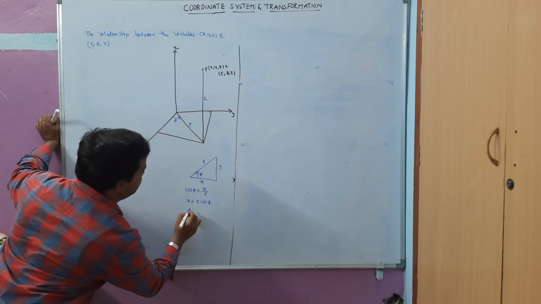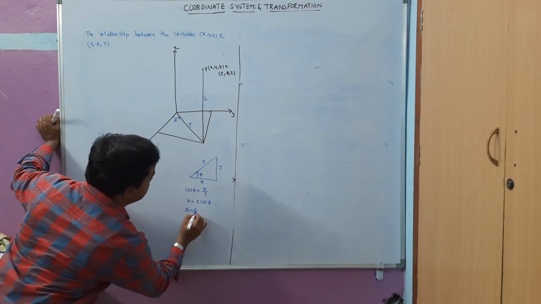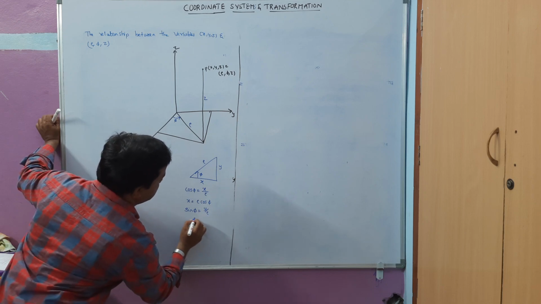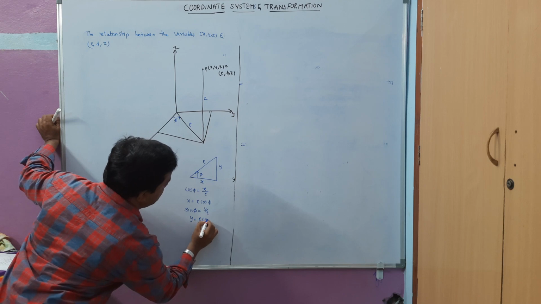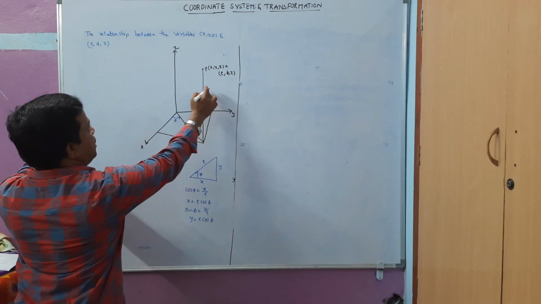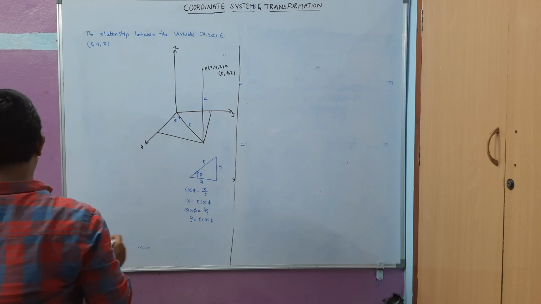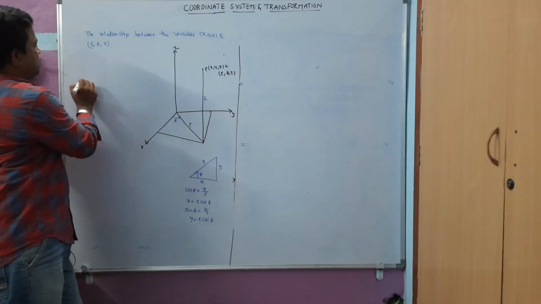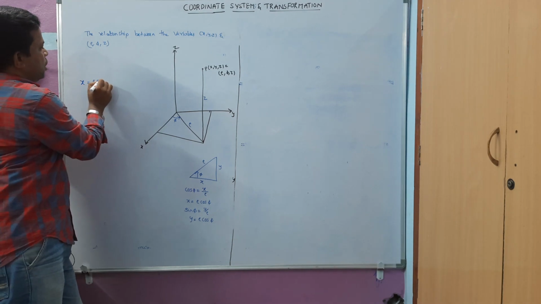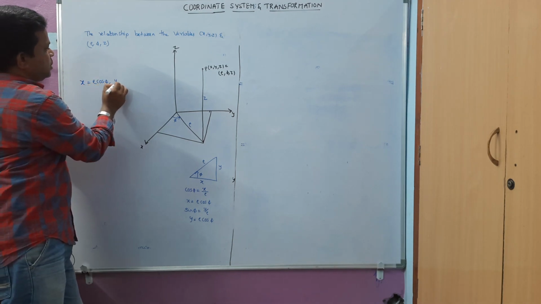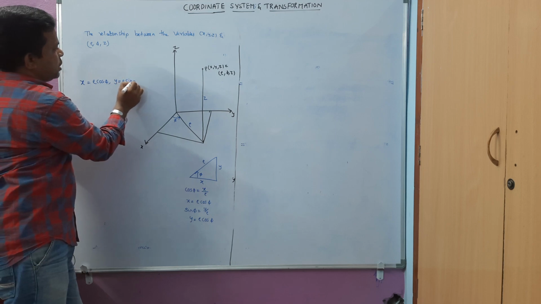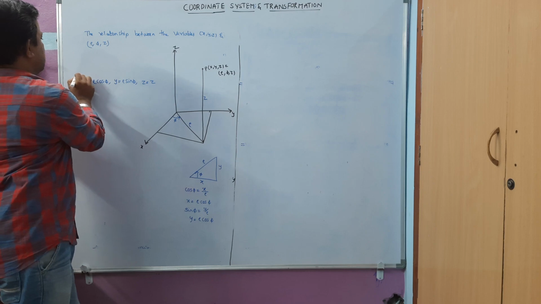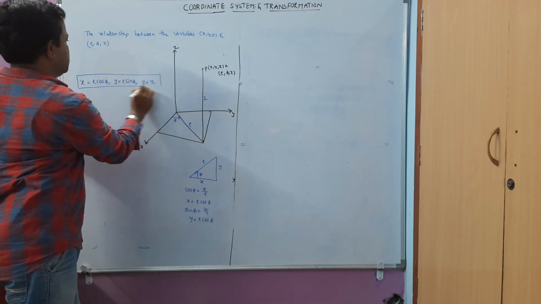Similarly, what is sin phi? Sin phi is equal to the opposite side by the hypotenuse, that is y by rho, so y is equal to rho sin phi, and z is the same as z. Now if I write the relationship between x, y, z and rho, phi, z, it will be x is equal to rho cos phi, y is equal to rho sin phi, and z is the same as z. So these are the relations between x, y, z and rho, phi, z.